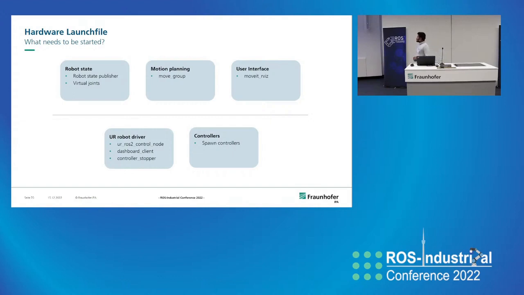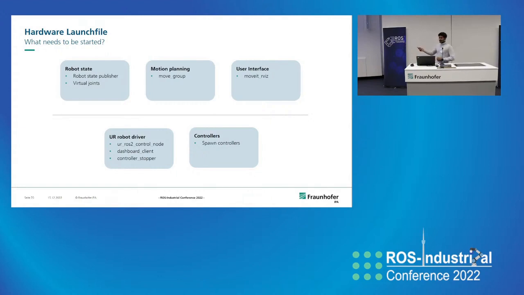For the robot state, we need the robot state publisher and virtual joints. And for motion planning, we need the move group. For the user interface, the one which we saw in the digital twin side, we need the MoveIt RViz. And from the UR driver side, we need the UR ROS 2 control node, dashboard client, and controller stopper. And from the controllers, we need spawn controllers.